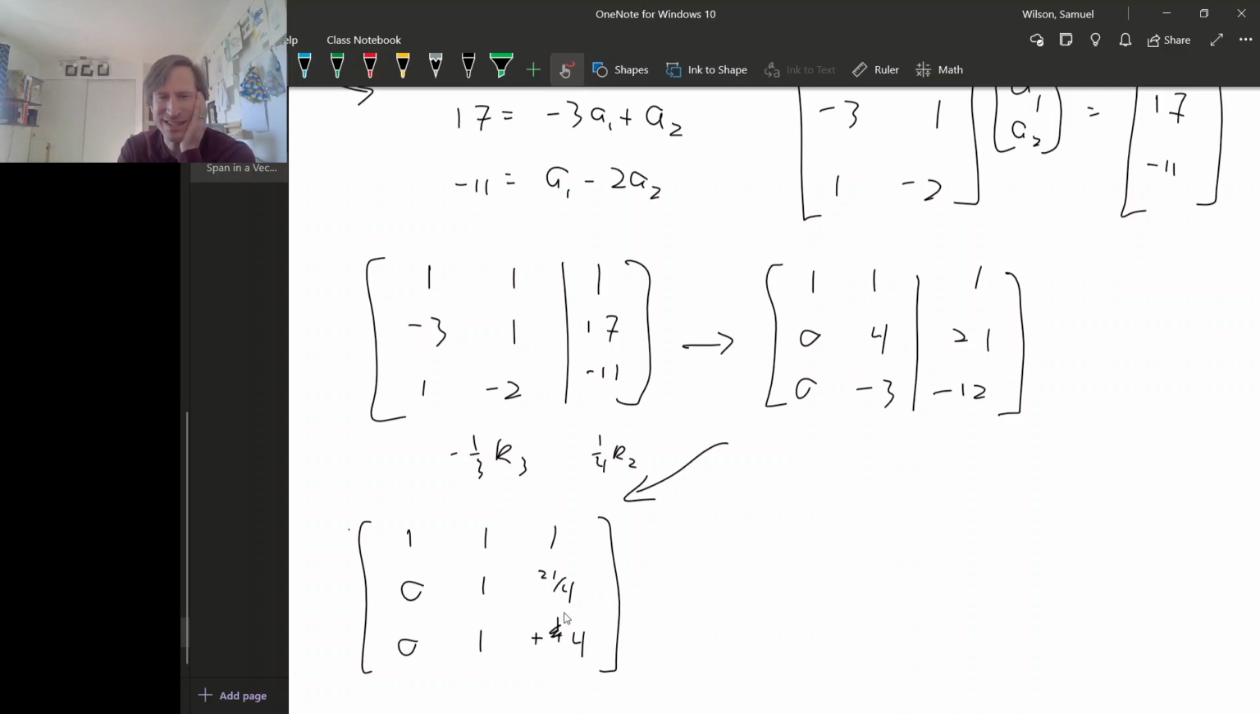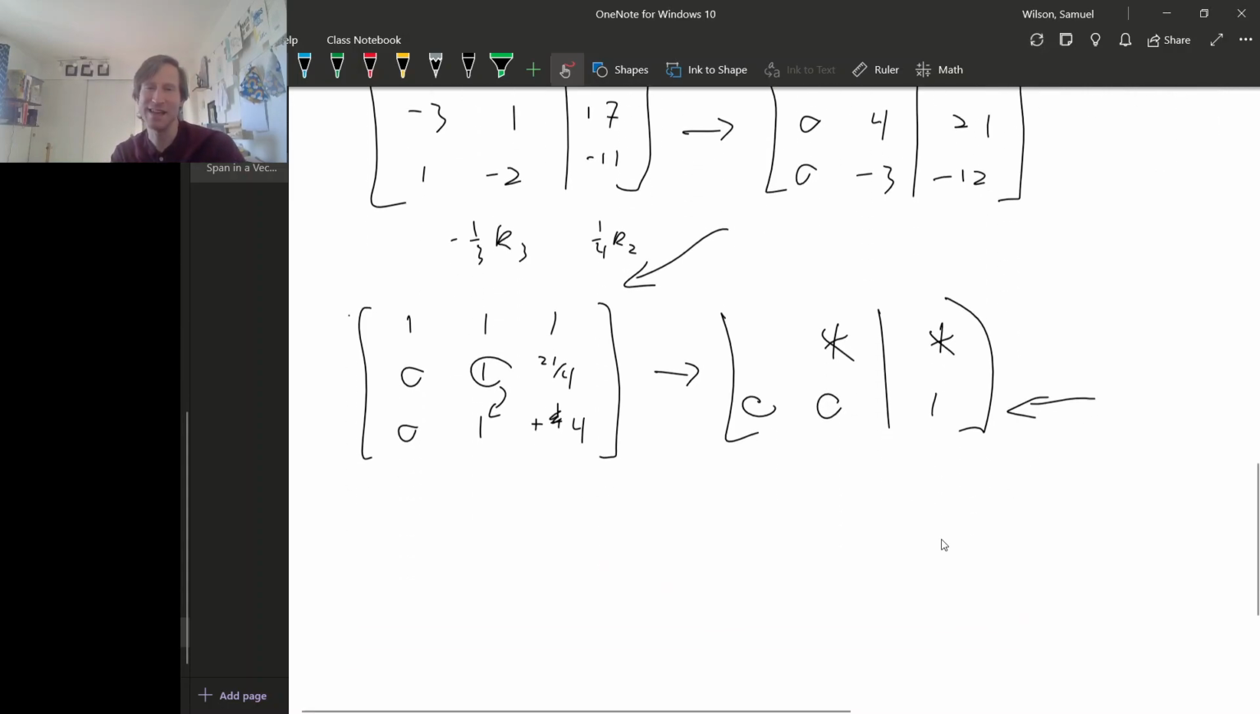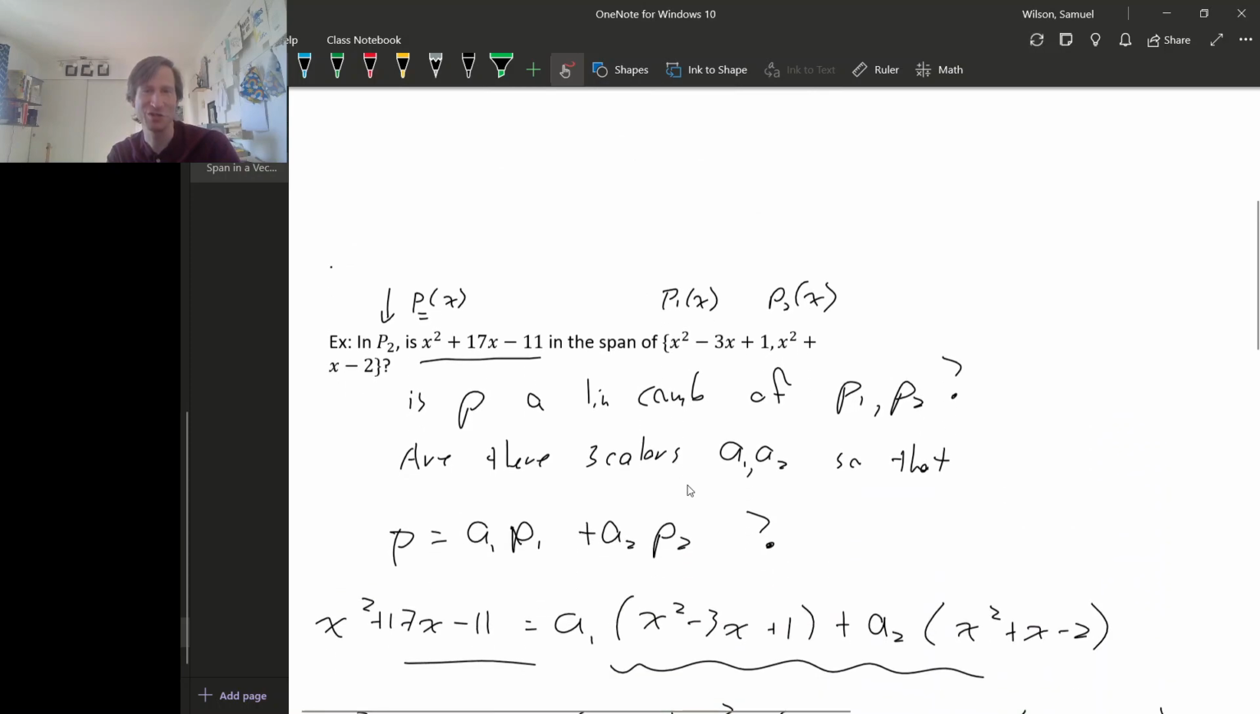All right, you can see that if we use this 1 here to zero out that entry here, this last row is going to be 0, 0, 1. So it doesn't matter what's in the rest of this matrix. Since this last row is 0, 0, 1, this corresponds to the equation 0 equals 1, which has no solution. So the original question, is this polynomial in the span of the other two? The answer is apparently no, unless I made some sort of arithmetic mistake here.